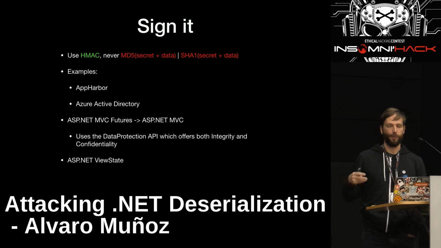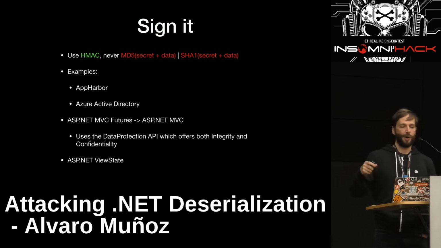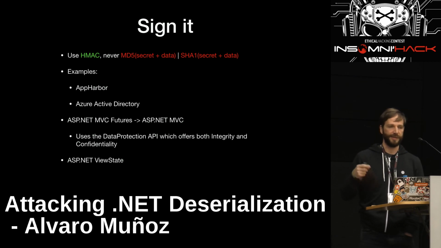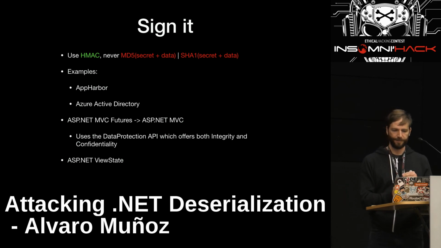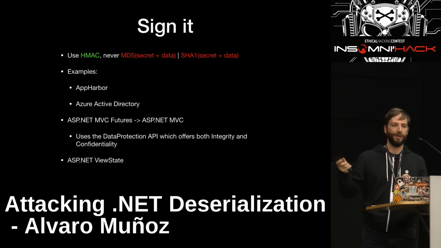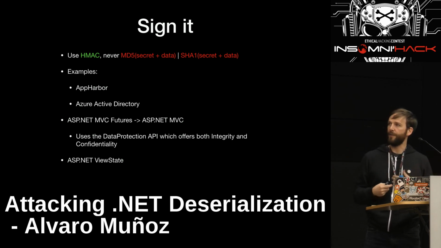The second approach is to verify that no one is tampering with your cookies, for example. If you do that, always use HMAC, never use something like MD5 or SHA-1 with the secret and the data, because that's vulnerable to hash extension attacks. And this is the way that, for example, AppHarbor or Azure fixed the issue, right? They just included a signature, an HMAC, so they were able to verify that the client was not changing or tampering with the data.